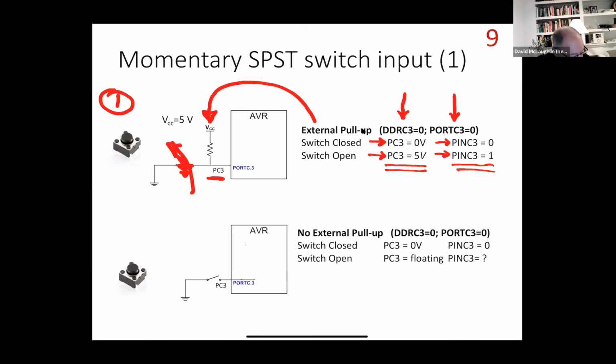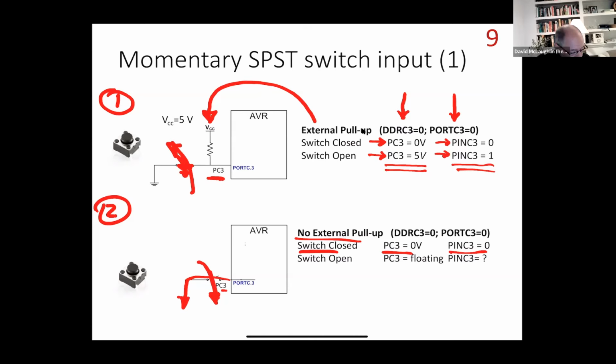Okay, now let's look at case 2, where I get rid of that external pull-up. Right, so the same situation, but I have no external pull-up. I remove it, and this is the case where we have the floating input. Okay, so let's first look at what happens when I close the switch. I come along with my big fat finger and I close that switch. And when I do that, PC3 is going to be connected directly to ground. Okay, so I have 0 volts, and I would read a 0 on the logic side when I read the value of the pin register.